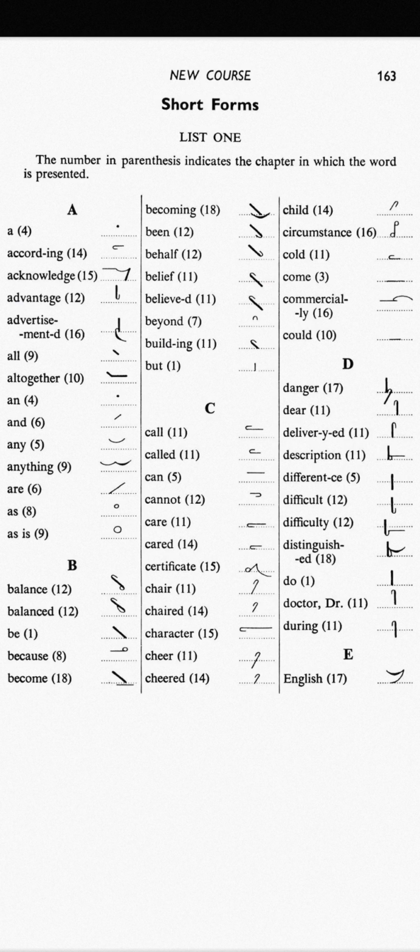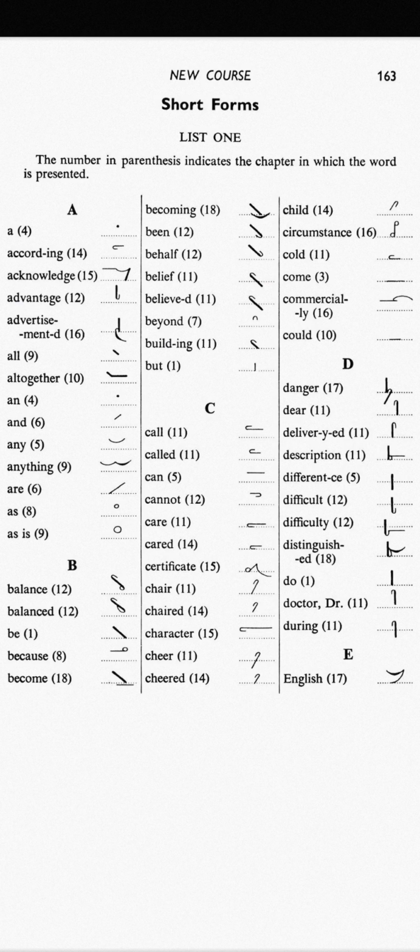D stroke through the line for different or difference. D stroke through the line with F hook for difficult. D stroke through the line with F hook with K stroke for difficulty. D stroke on the line with ST loop with NG stroke for distinguish or distinguished. D stroke on the line for do. D stroke R hook above the line is used here for doctor. D stroke through the line with R hook for during.